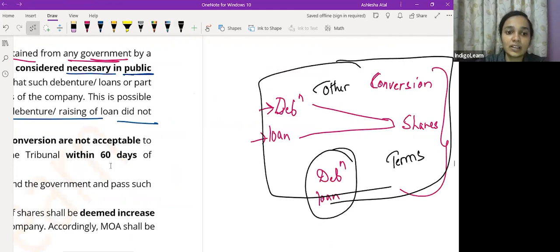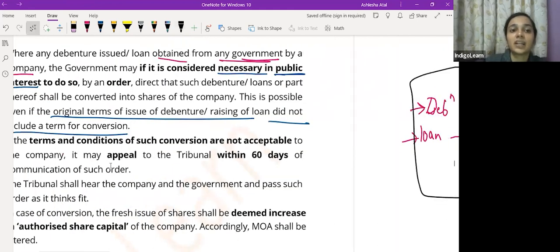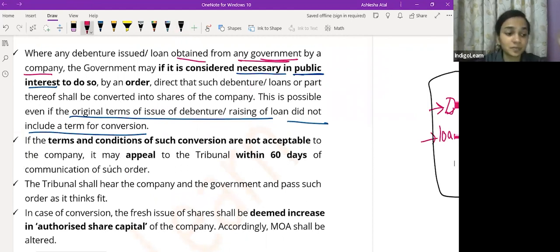Okay. Now, what if the terms and conditions are not acceptable to the company? मतलब क्या? Government has passed an order that conversion होगा, पर जो conversion के terms and conditions हैं वो कंपनी को acceptable नहीं है. कंपनी says no, I do not accept these terms and conditions, I am not in favour of these terms and conditions. So उस situation में कंपनी क्या कर सकती है? Company can file an appeal with the tribunal.